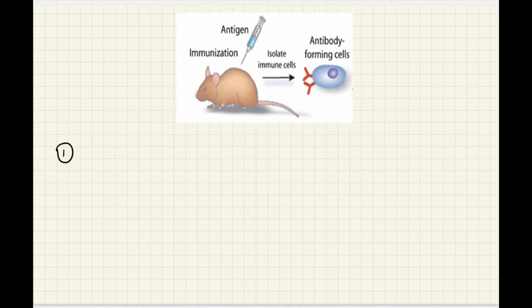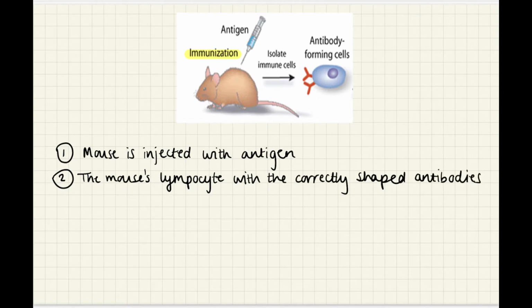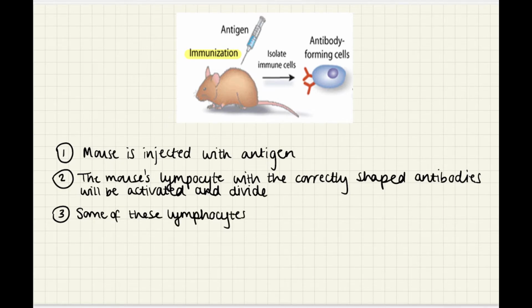We begin with a mouse being injected with an antigen, which if you think about it is just the immunisation or the vaccination process, which we've already learned about. So that's what the next couple of steps are going to be summarising. Step 2 is where the mouse's lymphocyte with the correctly shaped antibodies will be activated and start dividing. Then some of these lymphocytes will release antibodies specific to that antigen. So we've learned that story before.